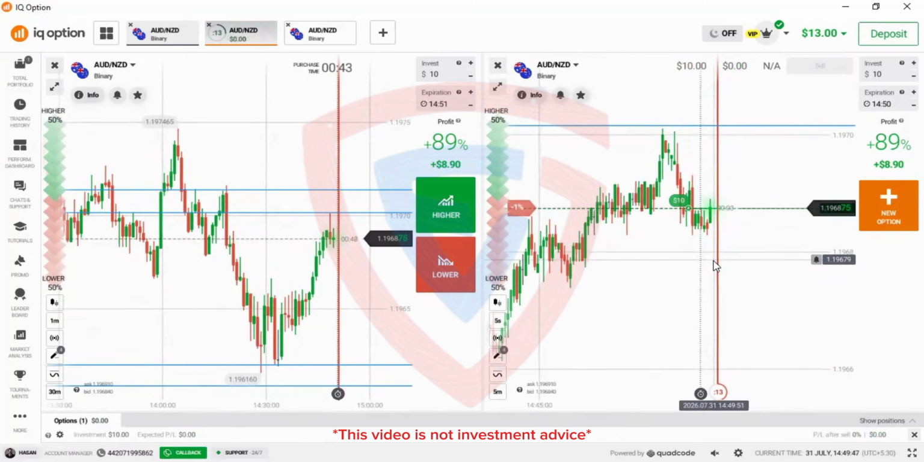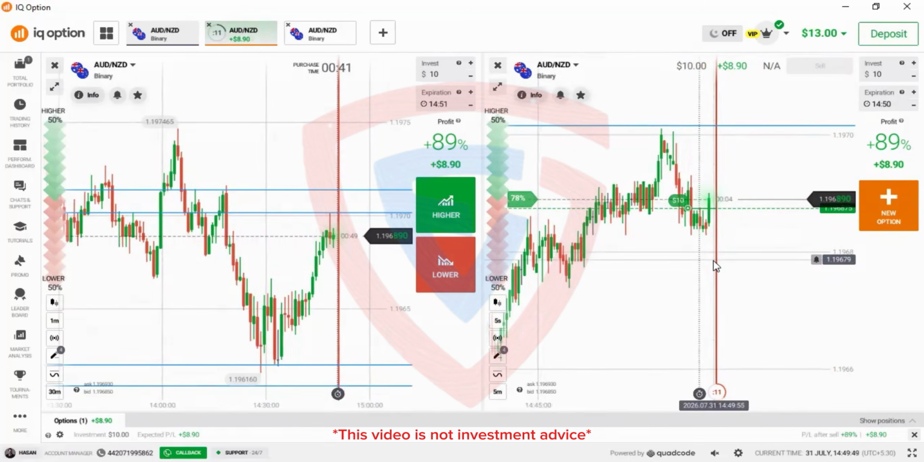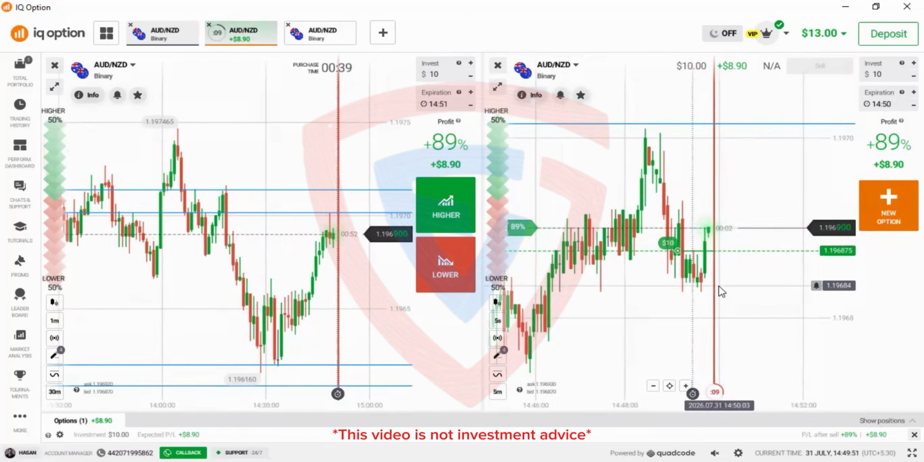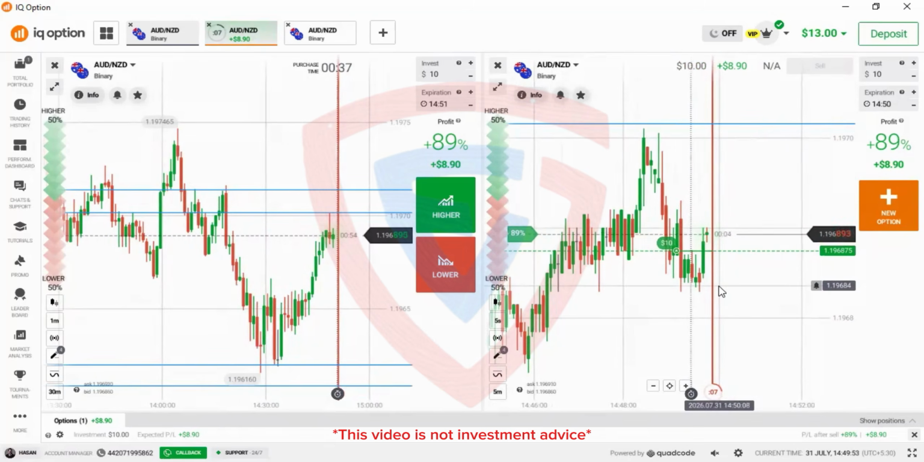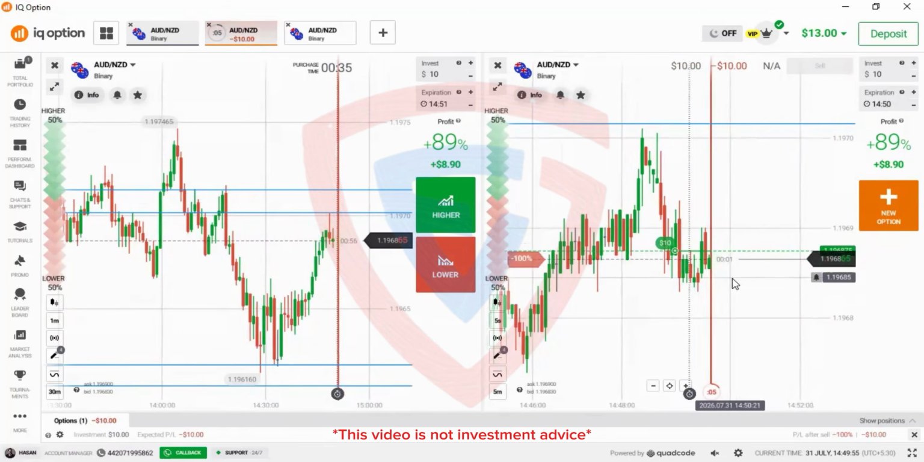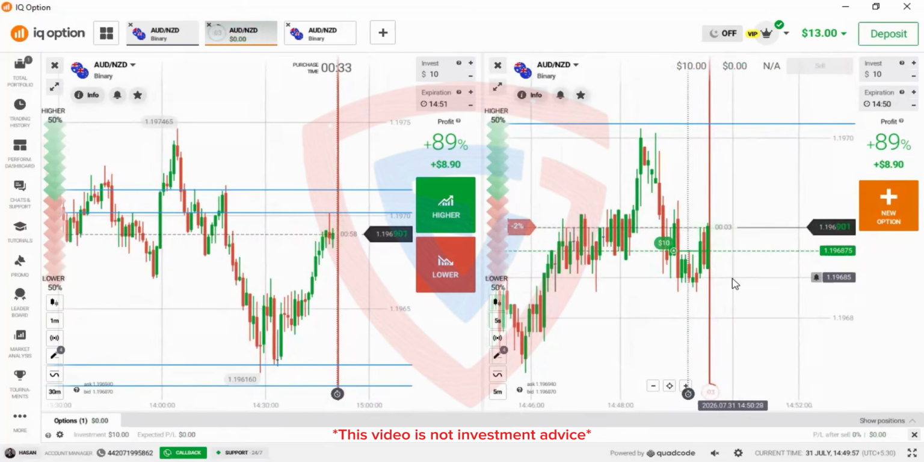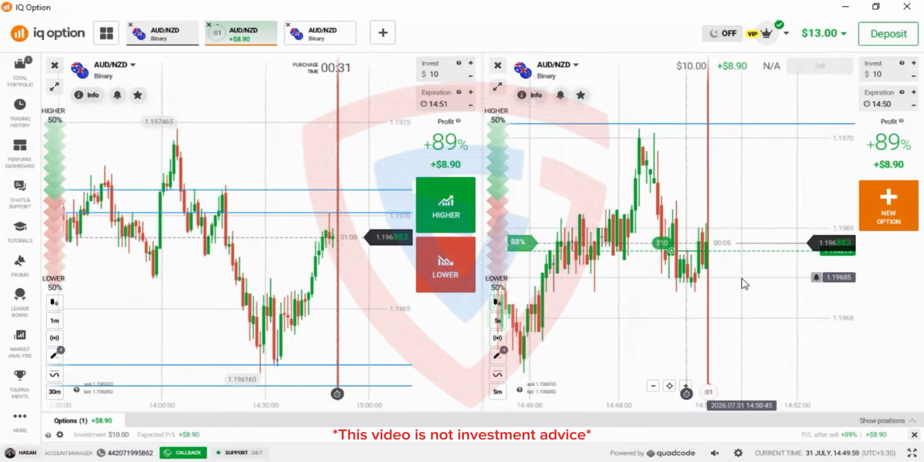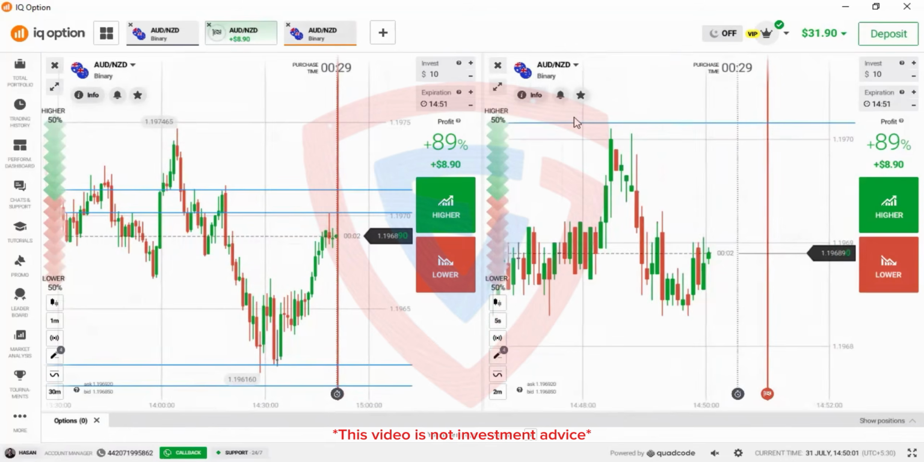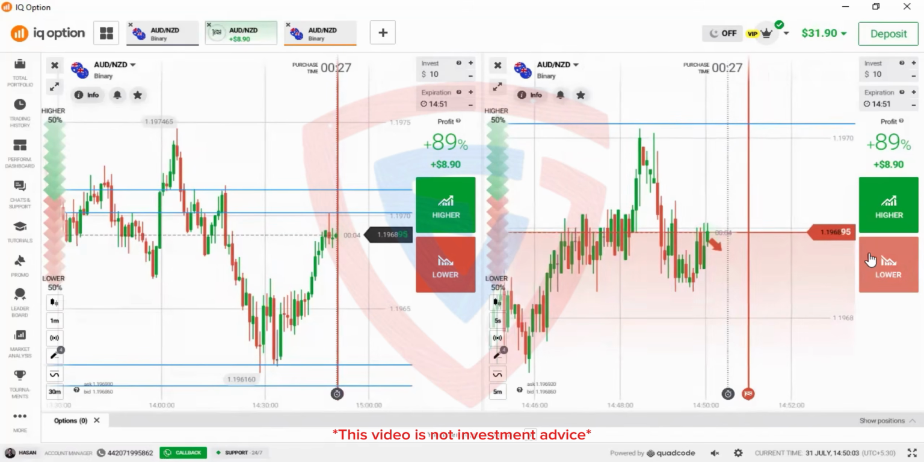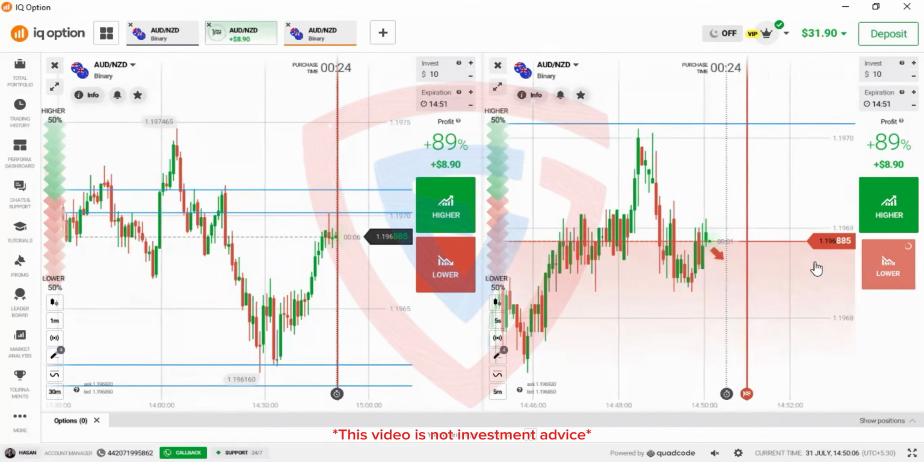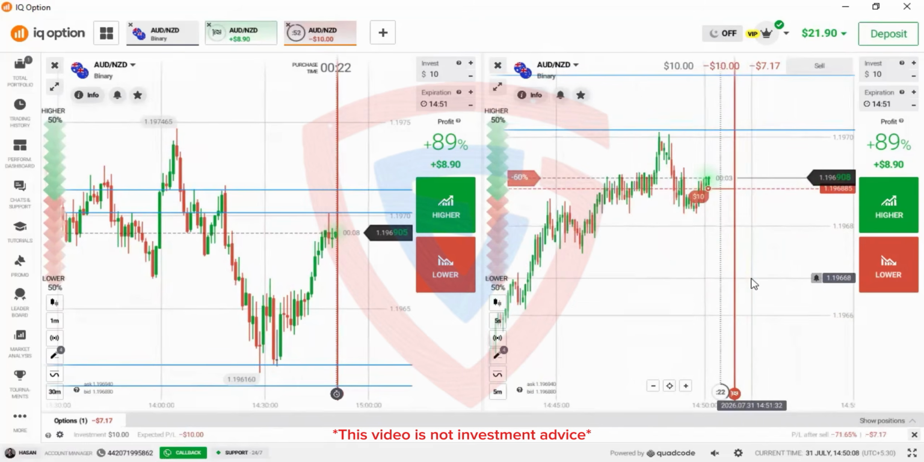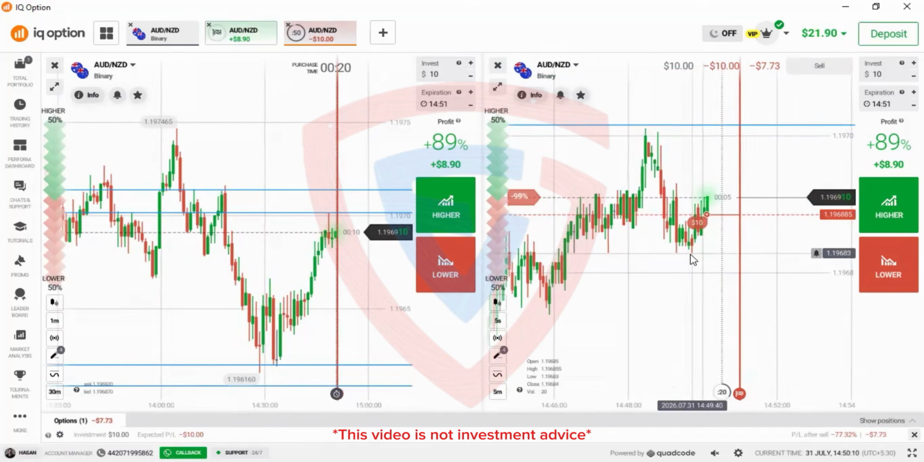We have 10 seconds. So now it made a new low. We have an opportunity now to place a lower option trade. So I placed a lower option trade because the market made a new low for the first time.